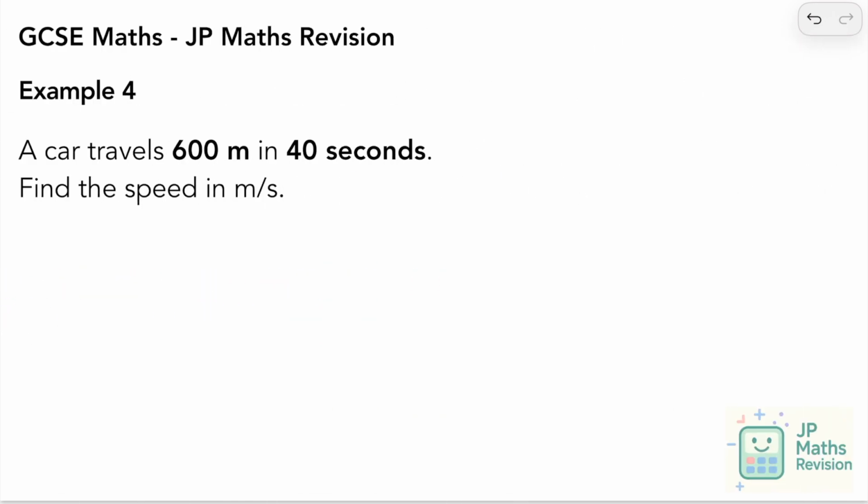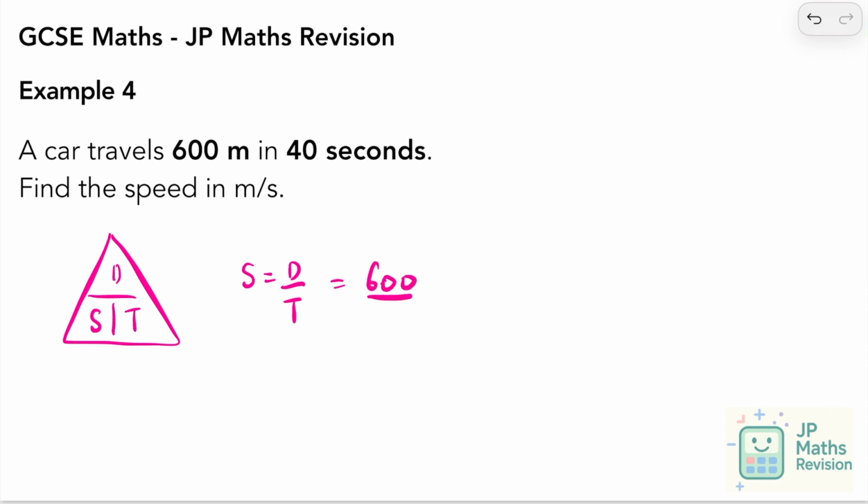Here's another example. So a car travels 600 meters in 40 seconds. Find the speed in meters per second. So we can use the triangle. So we have speed, distance and time. So to work out speed, we divide distance by time. So the distance is 600 meters and the time is 40 seconds. 600 divided by 40, that's going to be 15. And the answer is meters per second because the distance is in meters and the time is in seconds.